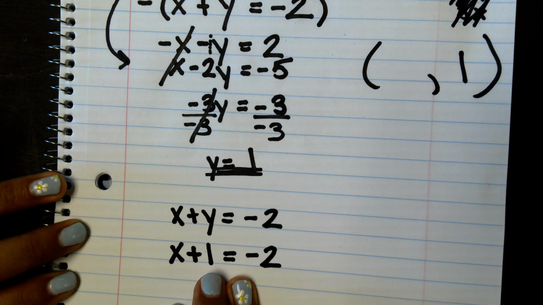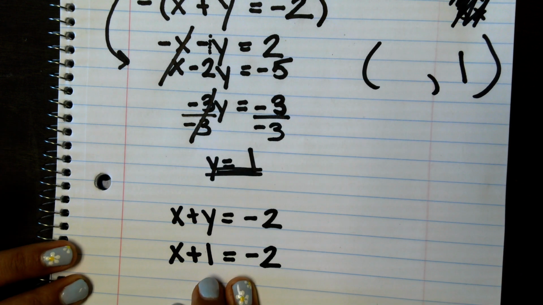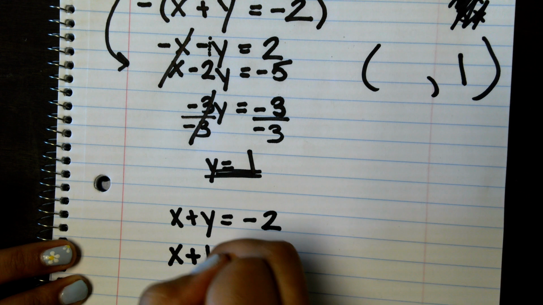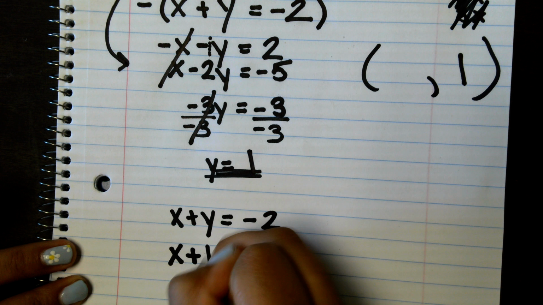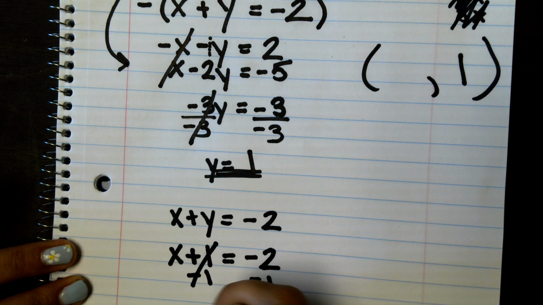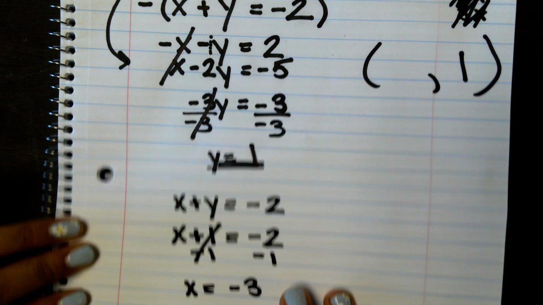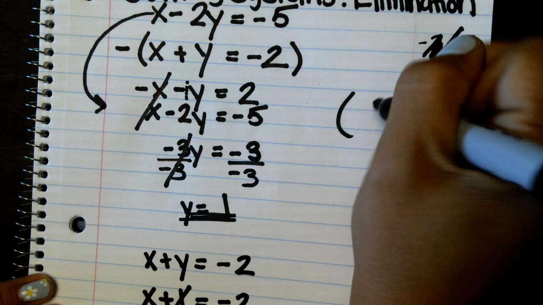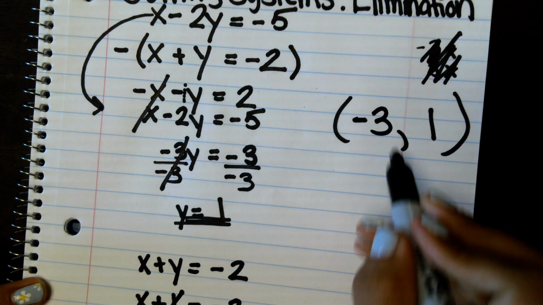Okay. All right. Now I'm going to get x on its own, right? So I'll subtract 1 from both sides. x equals -3. So my x is -3. So that will go right here. And we have our solution.